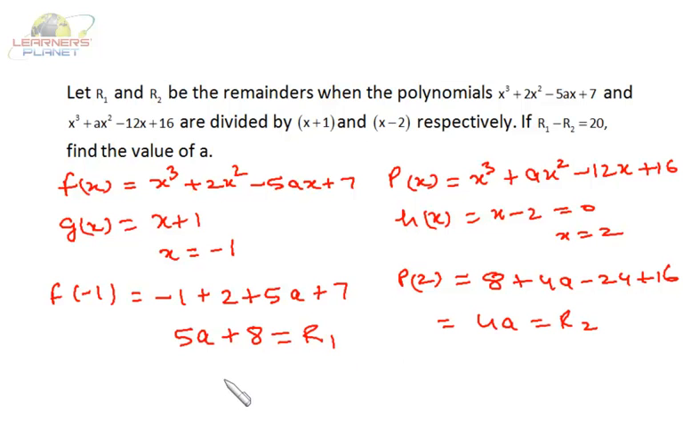So r1 is 5a plus 8 and r2 is 4a. So I put the value of r1 and r2 and I get an equation. So 5a minus 4a, that is a, is equal to 20 minus 8, that is 12. So we got the value of a, that is 12. Very simple problem. Simple application of remainder theorem.